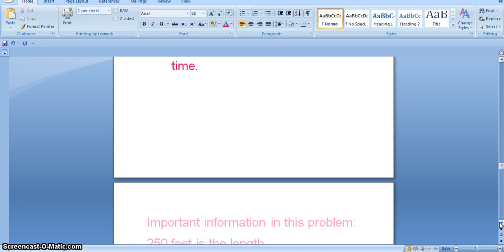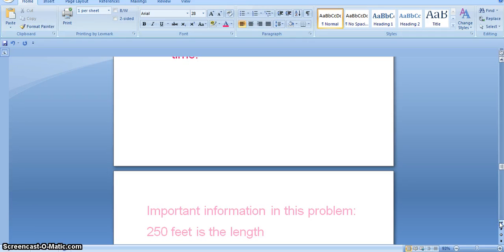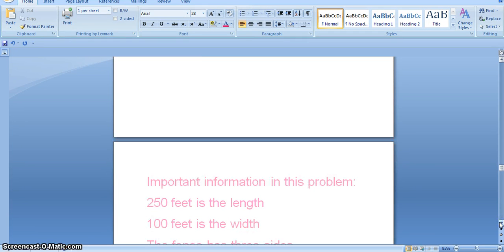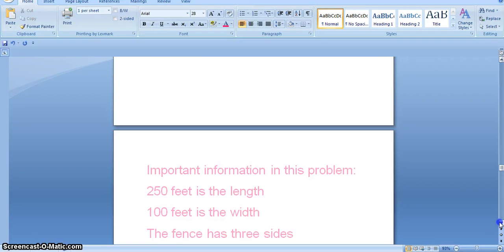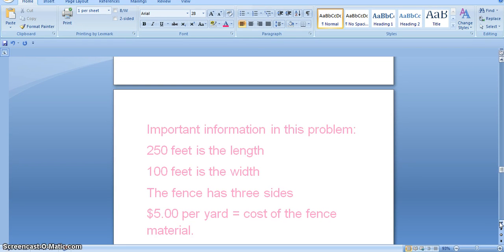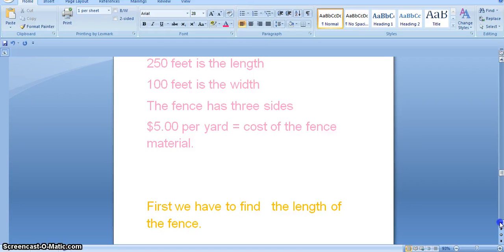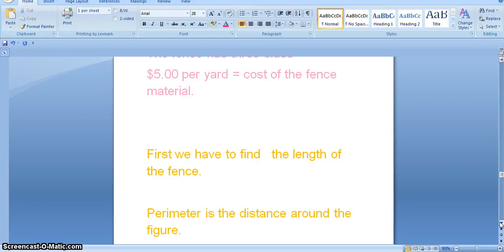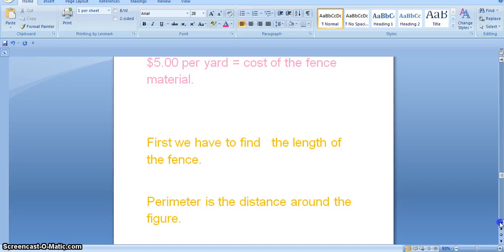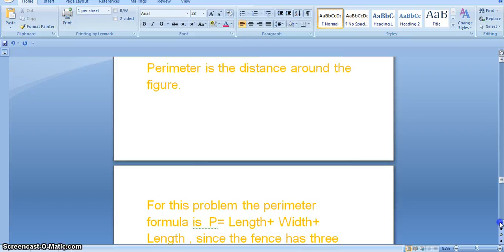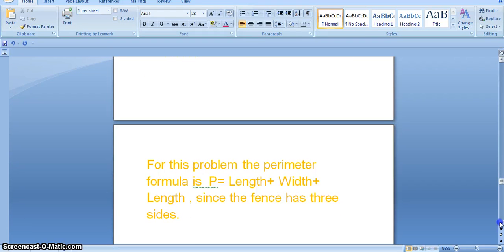So the important information in this problem: 250 feet is the length, 100 feet is the width, the fence has 3 sides, and $5 per yard equals the cost of the fence material. First, we need to find the length of the fence. Perimeter is the distance around the figure, so that's the first thing we need to know. For the problem, the perimeter formula is P equals length plus width plus length, since the fence has 3 sides.